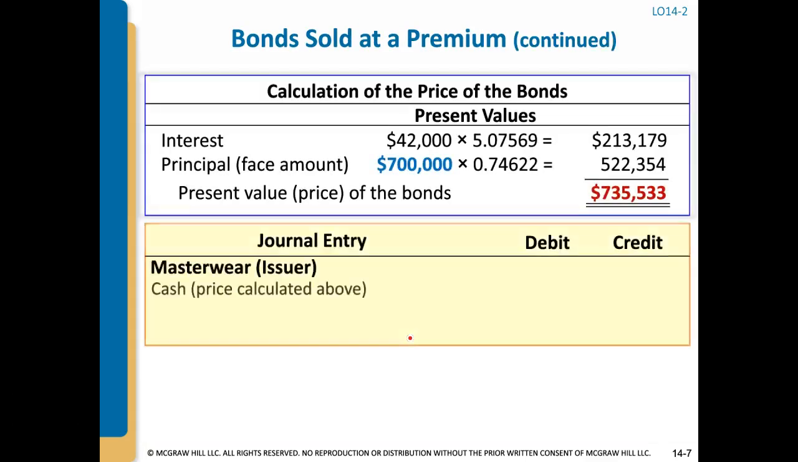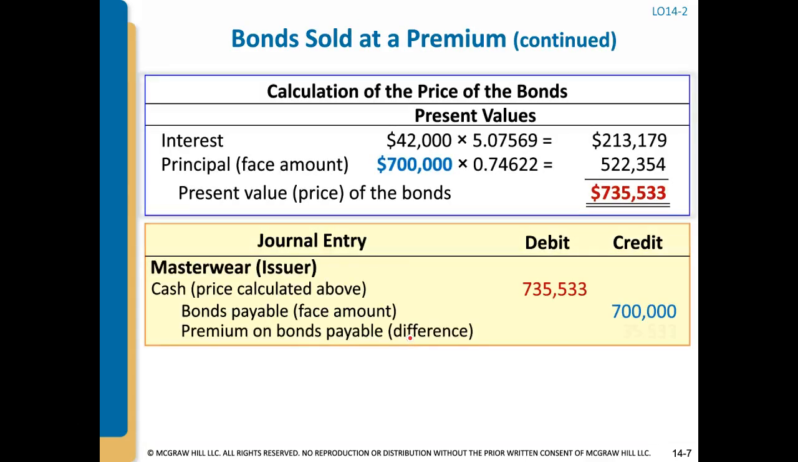So how will this be recorded? Well, MasterRay is the issuer, the seller. They will receive $735,533 in cash. They're going to debit cash for that price. Our bonds payable amount is always going to be the face amount. So we're going to credit this liability of $700,000. And then we have a new contra liability account called Premium on Bonds Payable.